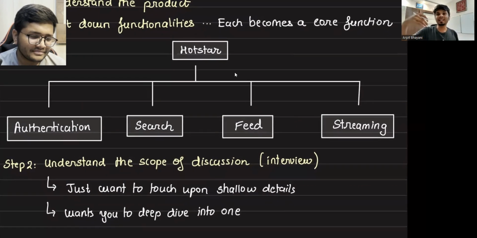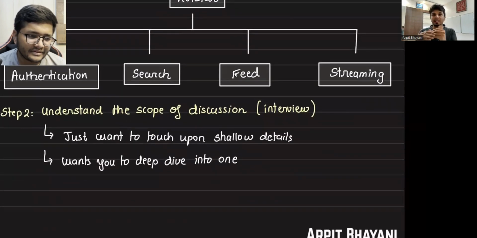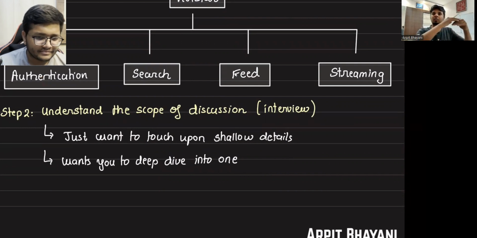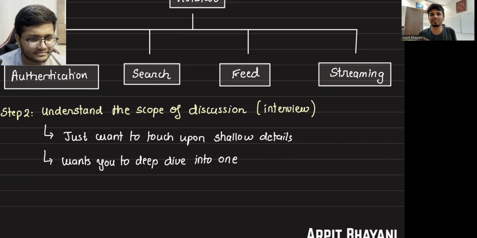Now comes the second step: what's the scope of the discussion? Does your interviewer, or even in a technical discussion at your workplace, does he or she want you to deep dive into one, or also want you to cover what all functionalities could there be? This is really important for you to know so that you use your time well, be it interview or workplace. So you need to understand what is to be done and what the expectations are. Otherwise, you may go in this direction, that direction, and not converge upon anything.